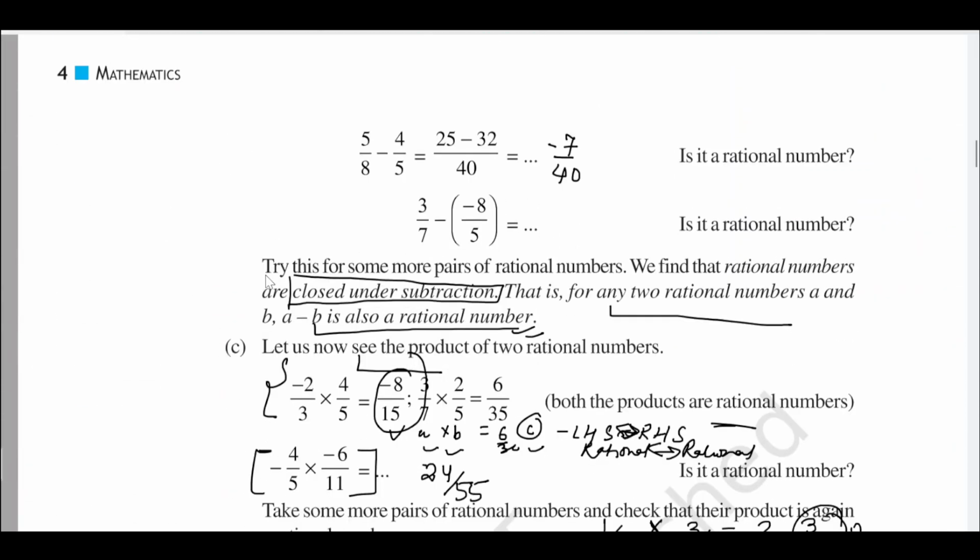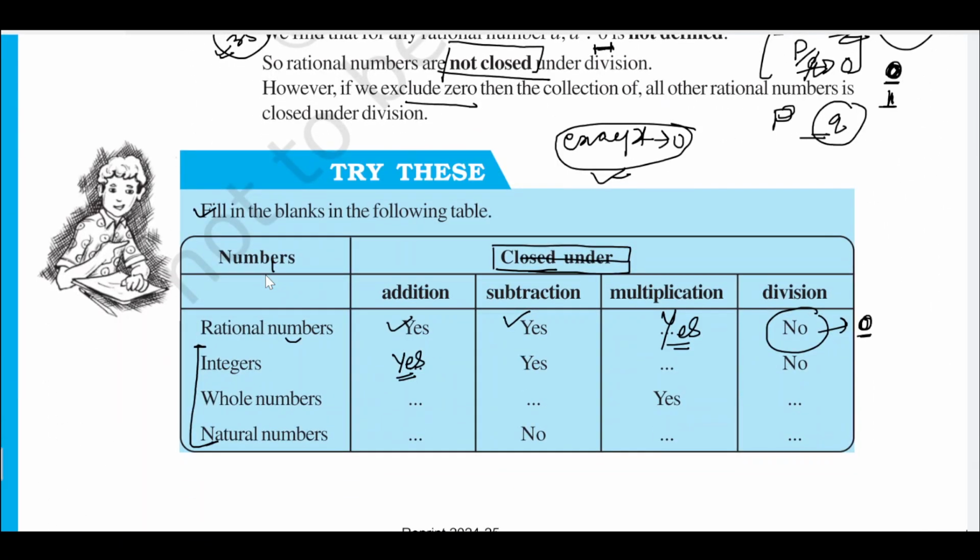We have seen this one. Now we will be able to fill this column. Integers, were they closed under addition? Yes. Closed under subtraction? Yes. Closed under multiplication? Yes. Whole numbers. Closed under addition? Yes. Closed under subtraction? No, because we will get a minus sign also. Closed under division? No. We divided two whole numbers, mostly we were getting rational numbers.